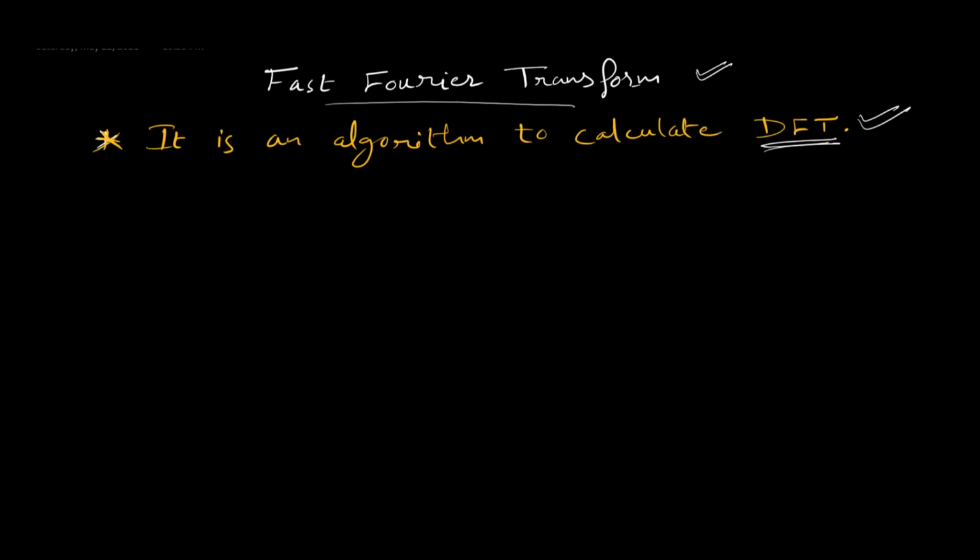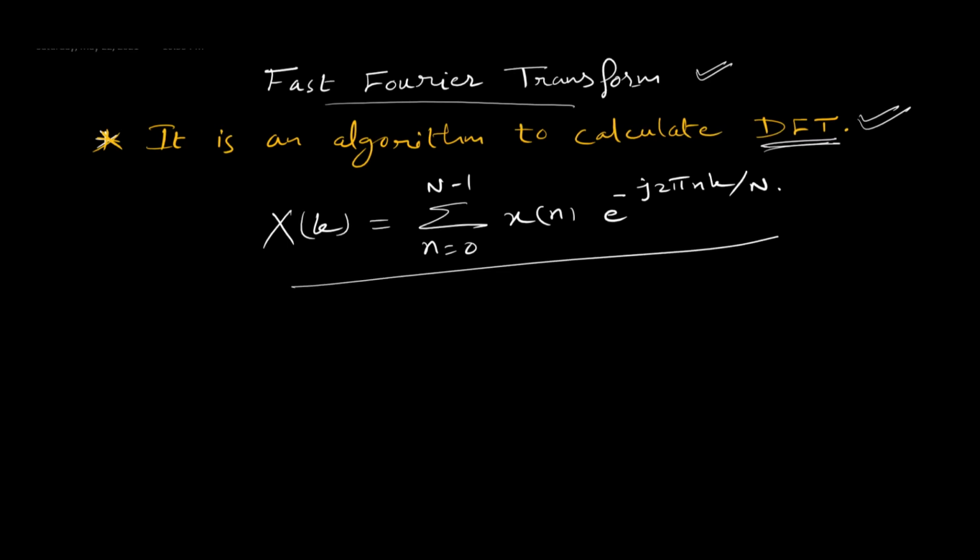Okay. So for better understanding of that, we just need to consider this equation: X(k) equals summation n equal to 0 to N minus 1 x(n) e to the power minus iota 2 pi nk by N. And what is that? That is nothing but the equation of DFT. Alright, and we know this is applicable to both periodic and non-periodic functions.